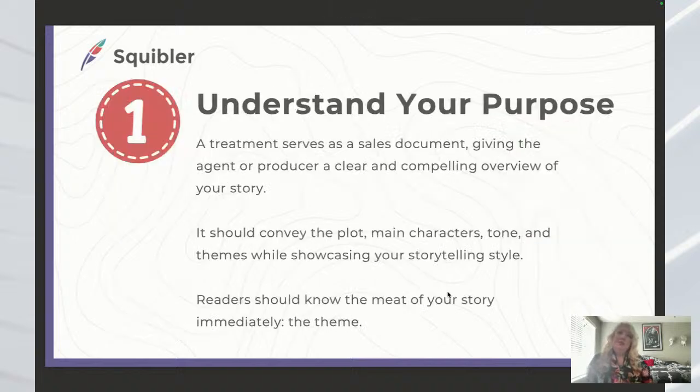So here are some tips for writing a treatment. The treatment serves as a sales document, and it's going to give the agent or producer an overview of your story. And as we just said, it should convey the plot and the main characters. You should get a feel for the tone of the film when you're reading the treatment, and the themes, and these should also showcase your storytelling style. And the readers, just like with novels, should know the meat of your story immediately. What is the theme? What is the movie about?